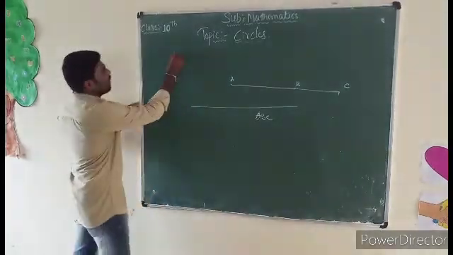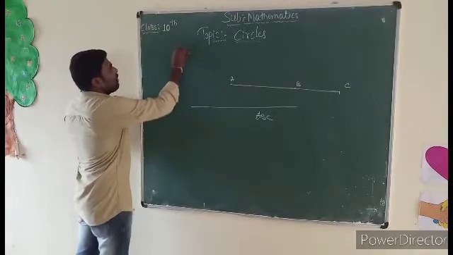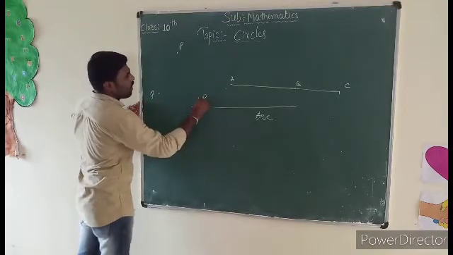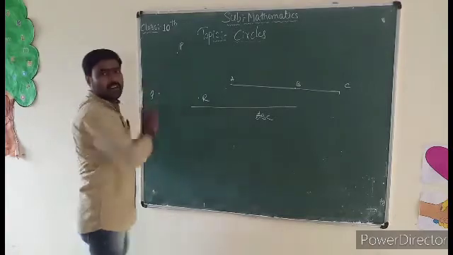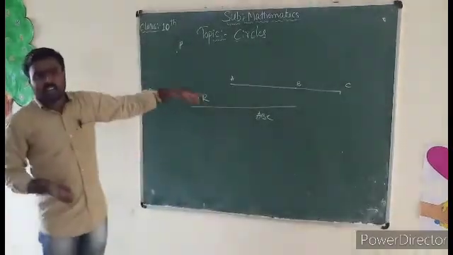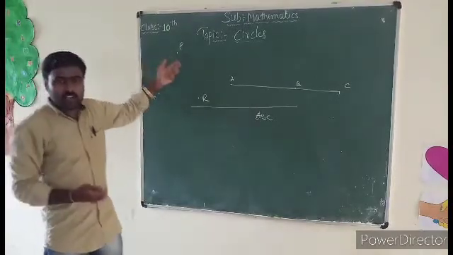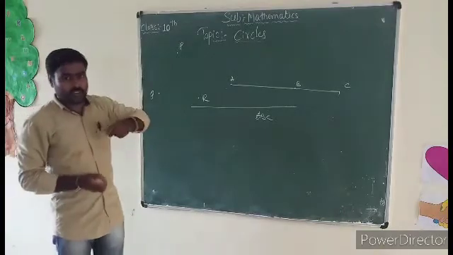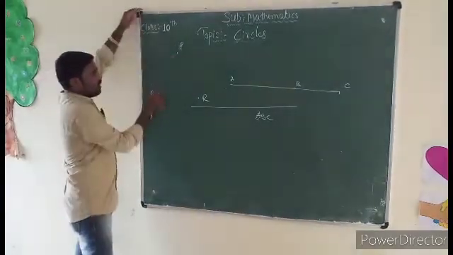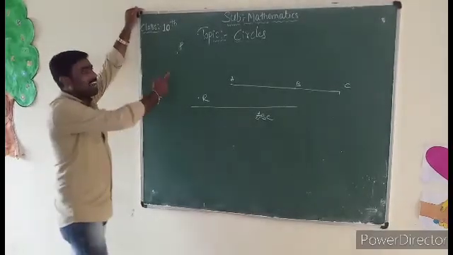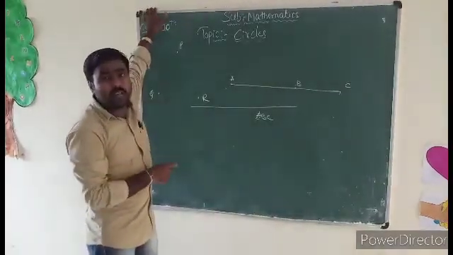For example, suppose this is the point P, this is the point Q and this is the point R. These are three points. Some students will say PQR is a triangle. It is not a triangle. A triangle is made of three line segments and is a closed figure. So P, Q, R are just three points. Which type of points are these?